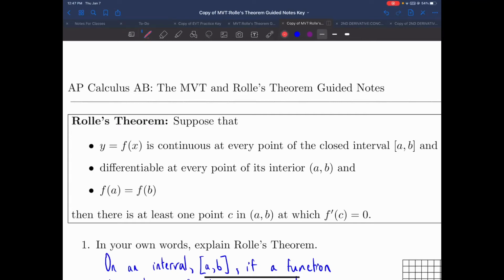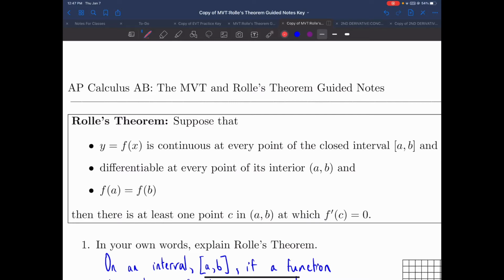Today we're going to look at the mean value theorem and Rolle's theorem. Rolle's theorem is just a small subset of the mean value theorem, yet a little different. So we usually study these together, and we'll start with Rolle's theorem.